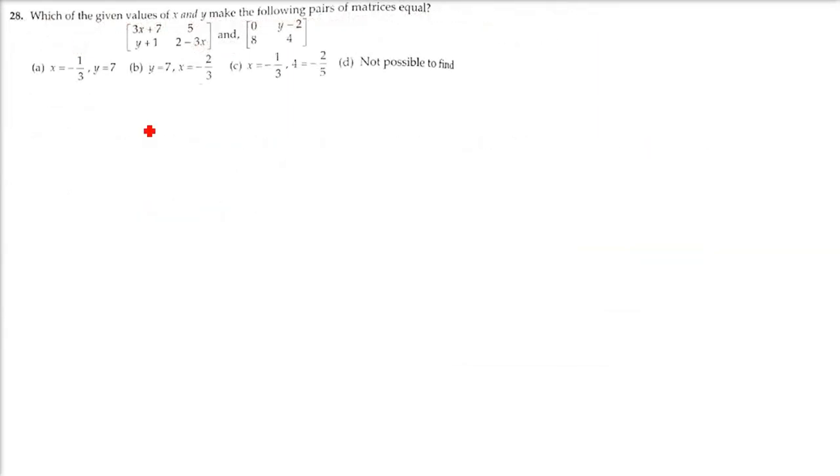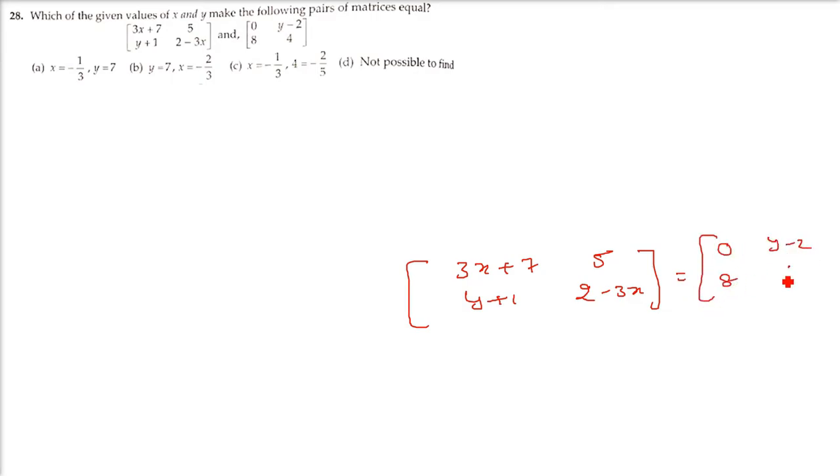Which of the given values of x and y makes the following pairs of matrices equal? So we just have to equate these two, and then you'll see what the option is. 3x plus 7, 5, y plus 1, 2 minus 3x, and we are equating it with 0, y minus 2, 8 and 4. So you see here, this 5 is equal to y minus 2. So from here it is clear that y is equal to 7.